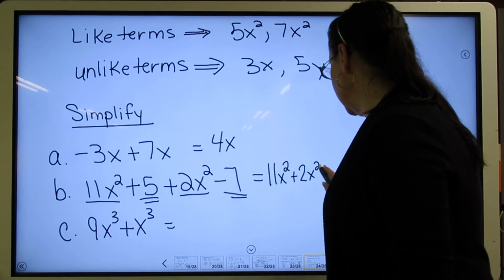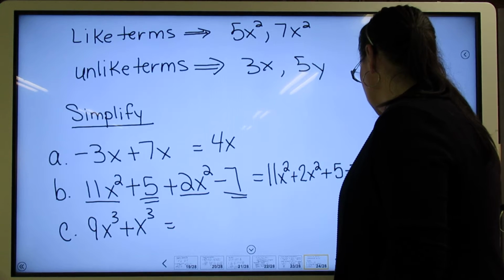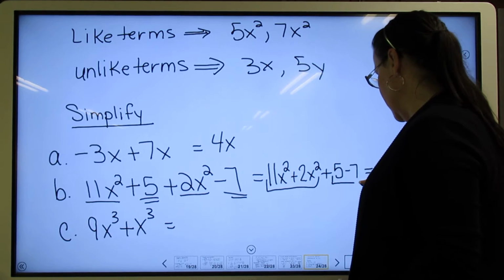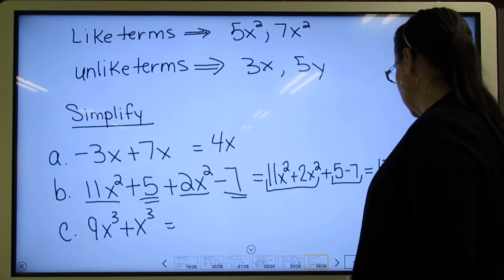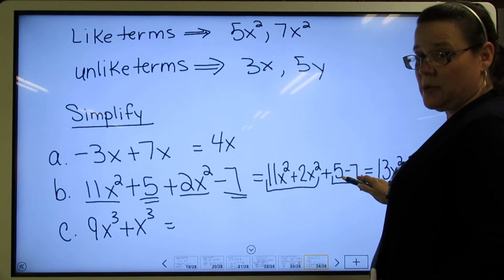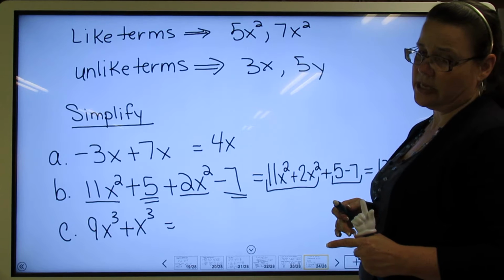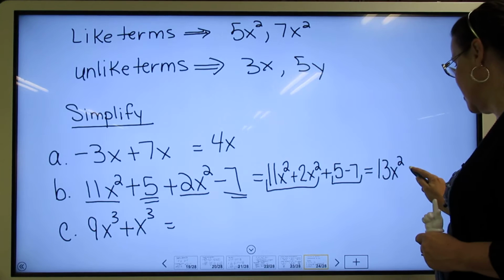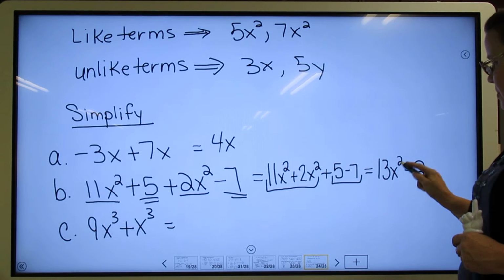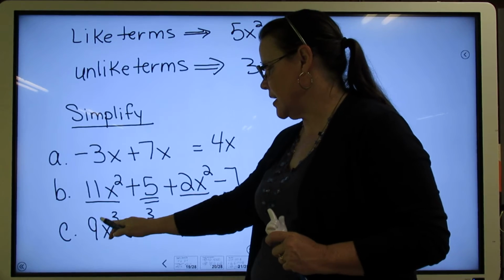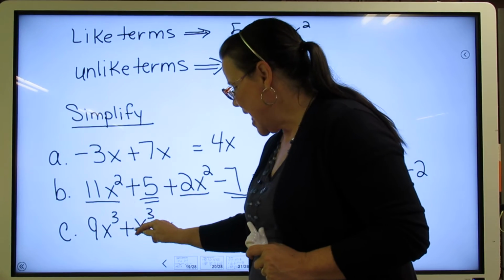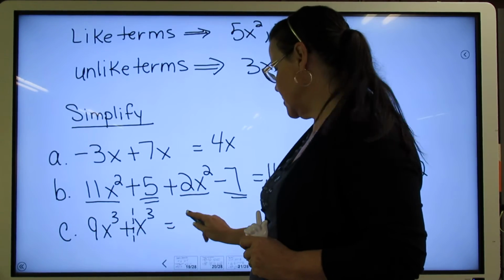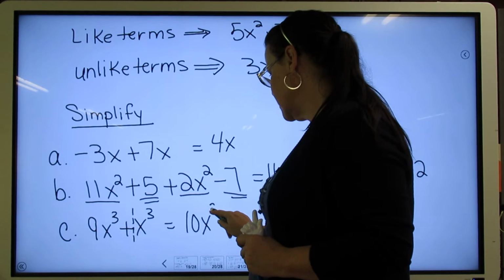And then 5 minus 7. If I match them first, it might help me to keep them together in my head, right? And 11 plus 2 is 13, and then x squared. And 5 minus 7, the signs are different. Subtract the numbers, take the sign of the bigger number. If I subtract the numbers, I get a 2, and the sign of the bigger number is a minus sign, so it's a negative 2. And that would be that final answer. And then over here, I have 9x cubed plus x cubed. Remember, any variable with no number in front of it is always a 1. And 9 plus 1 is 10. And I get 10x cubed.